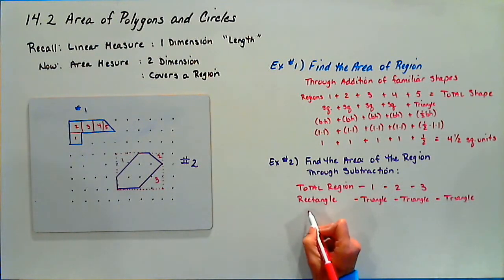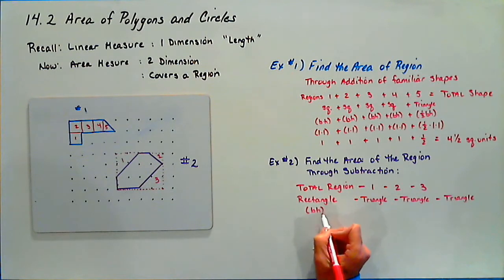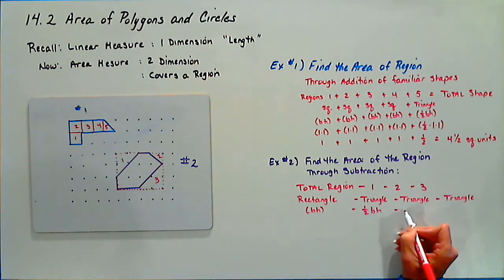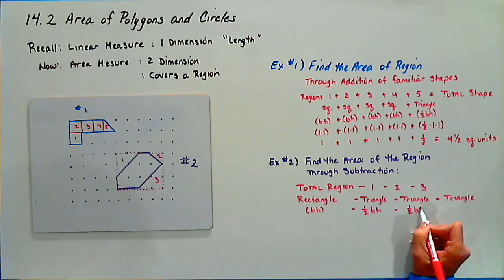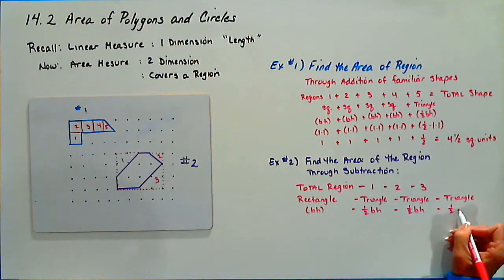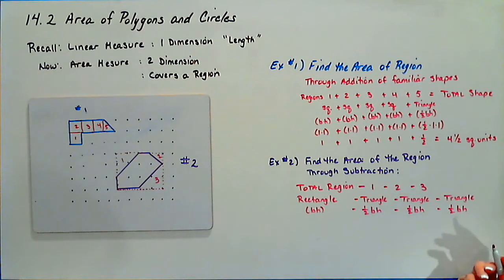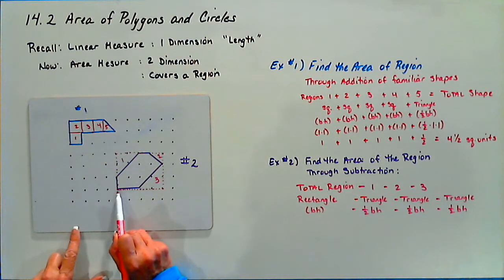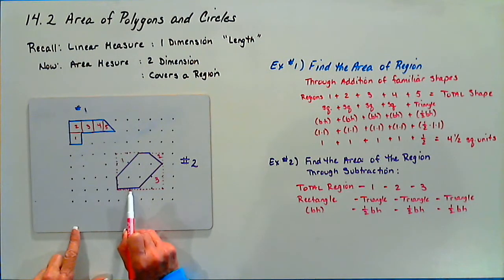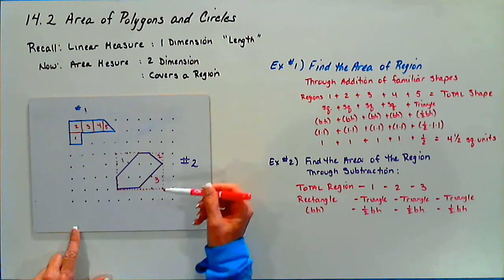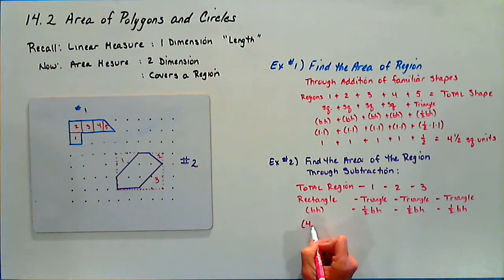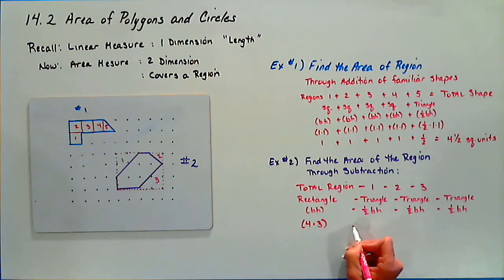How do you find the area of a rectangle? Well, the base and the height of that rectangle. Then you need the separate base and the height for each of these triangles. Triangle 1, triangle 2, triangle 3. All right, well, the base and the height. The base of this rectangle looks like it is 1, 2, 3, 4 by 1, 2, 3. So 4 units by 3 units.